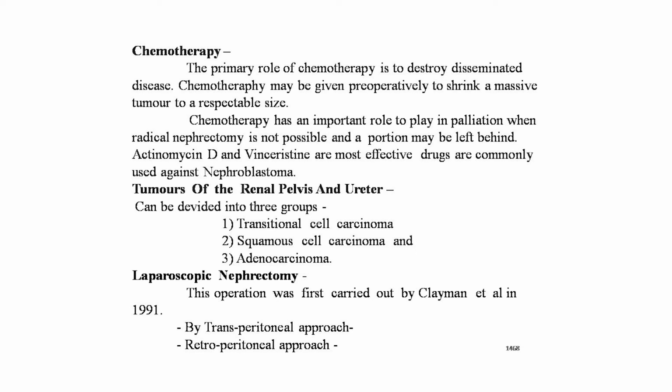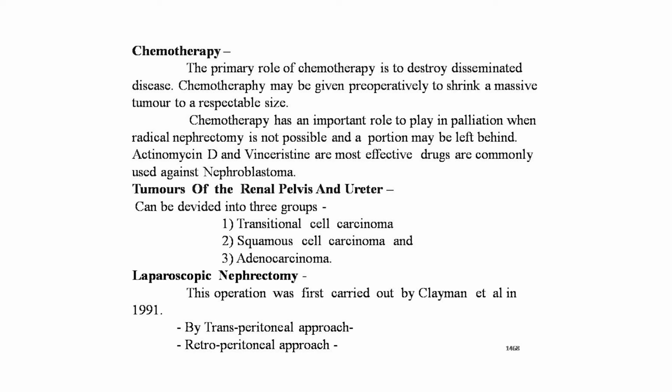Next point, tumors of the renal pelvis are usually epithelial tumors and can be divided into 3 groups. The first is the transitional cell carcinoma, second is the squamous cell carcinoma and the third is the adenocarcinoma. All these should be treated according to the stage and the type of the tumors.